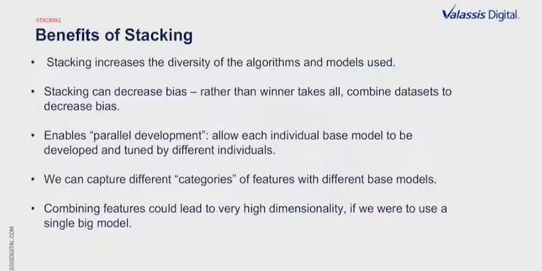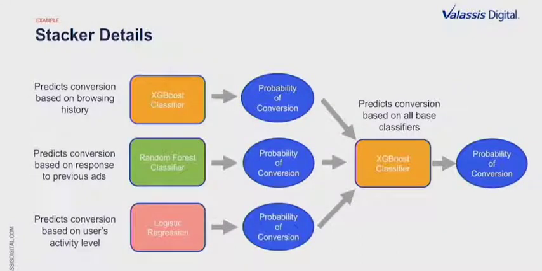So this may become more clear as I show you an example. If we were to combine those different categories of features in a single model, that can get computationally expensive very fast. So here is an example of how it might work in this case. We could just have 2 layers of models. In the first layer, we have 3 base learners. In the second layer, we have just 1 model.